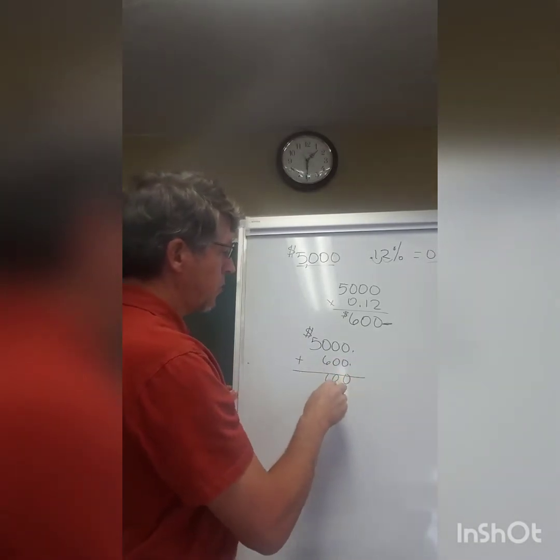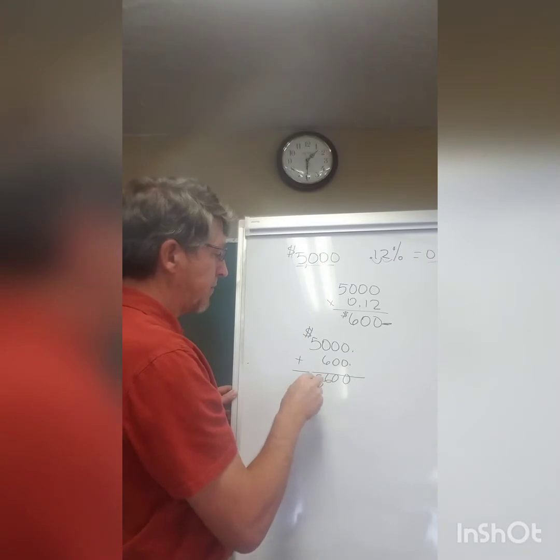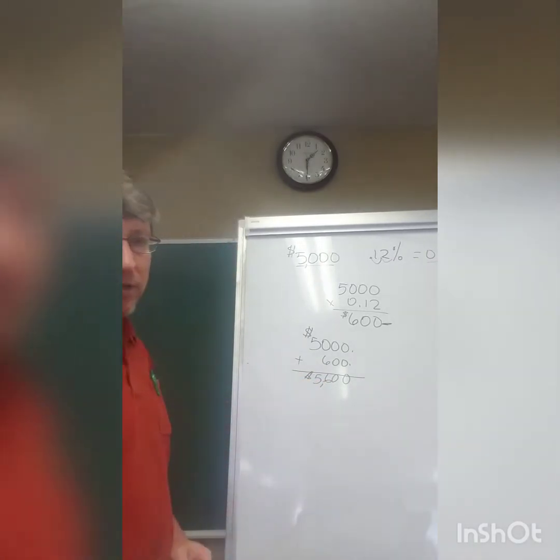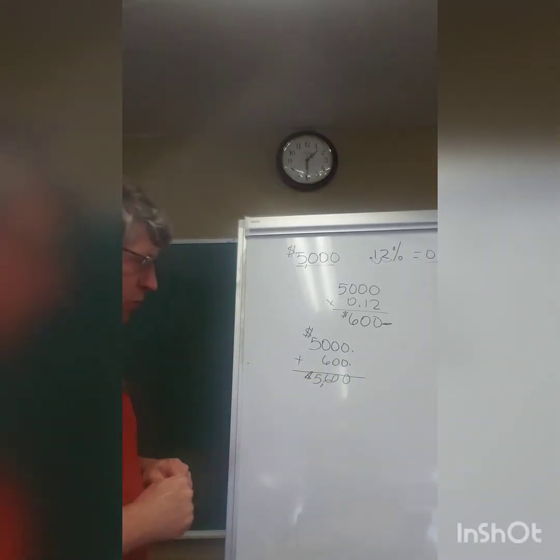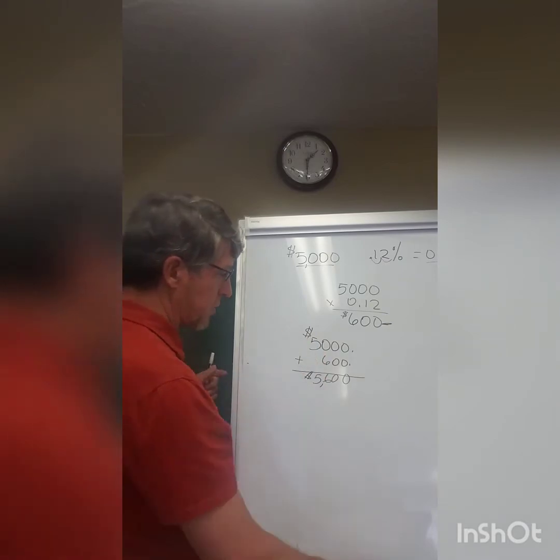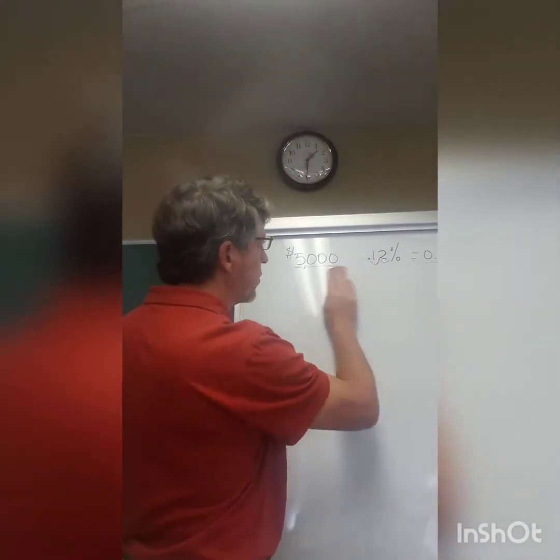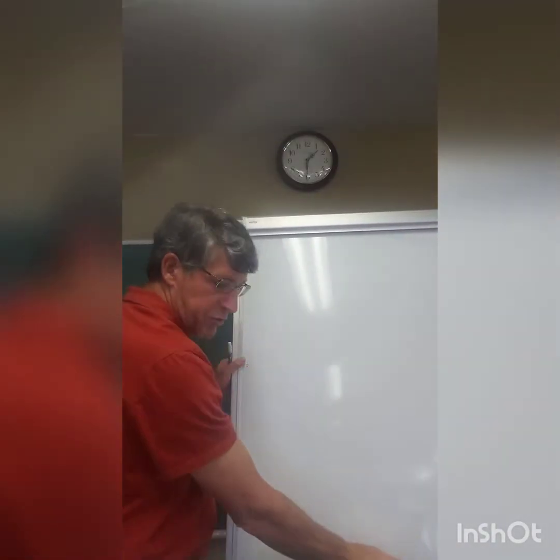And you know, at the end, he had to pay $5,600, total, for the principal and the interest. So that's how we always do interest problems. So let's go to number 1, the story problem.